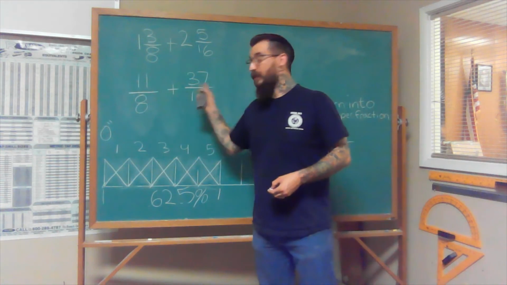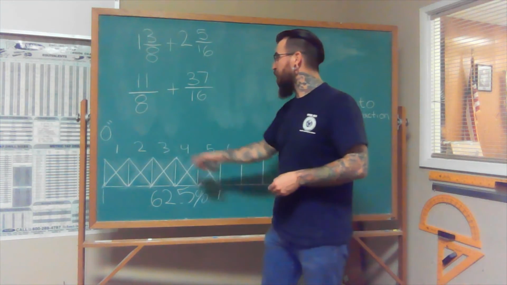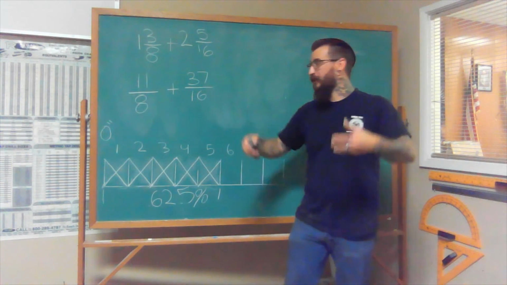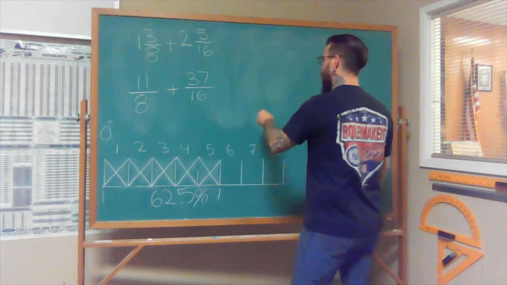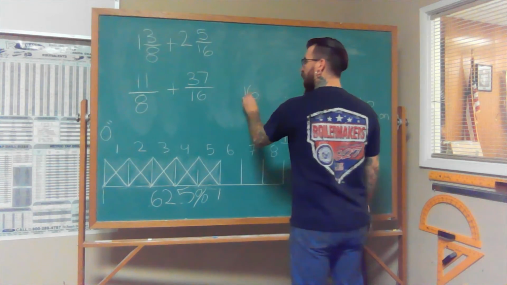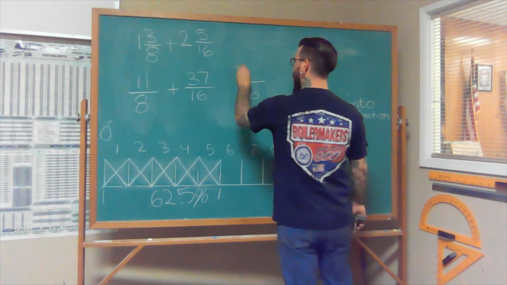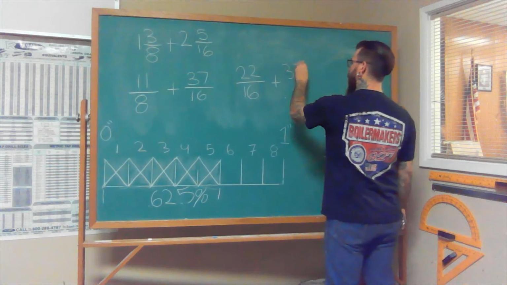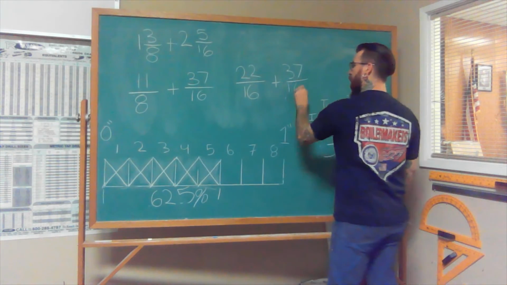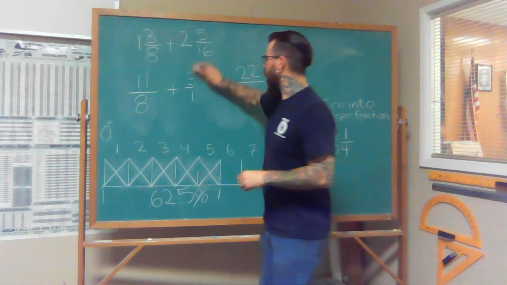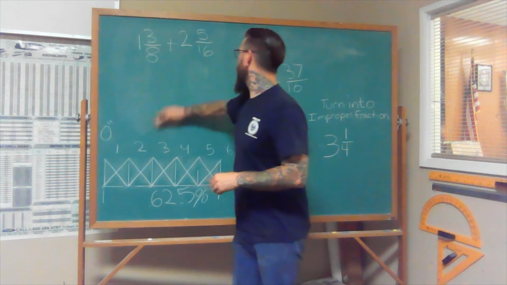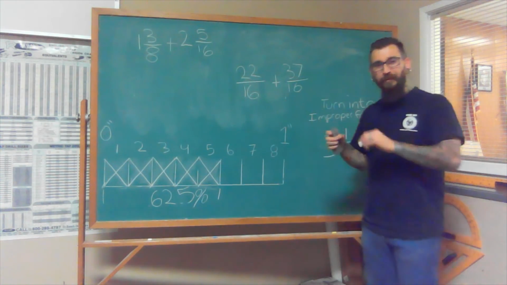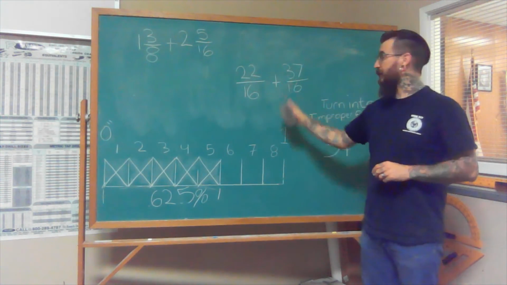All right, so now we need to get these two on the same page so they're speaking the same language. 8 goes into 16 twice, so we know we're going to be bringing it up by a factor of 2. So 8 times 2 is going to give us 16. And then 11 times 2 is going to give us 22, plus 37 16ths. And we're going to get rid of all of this over here. So 1 3/8 plus 2 5/16, when properly expressed for math, is going to look like this right here.